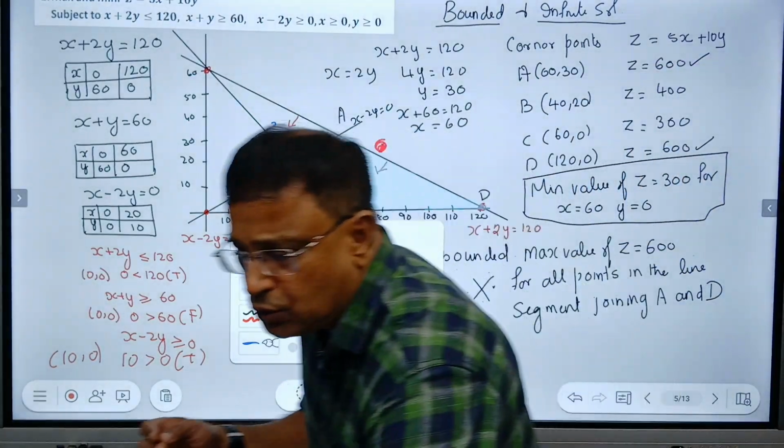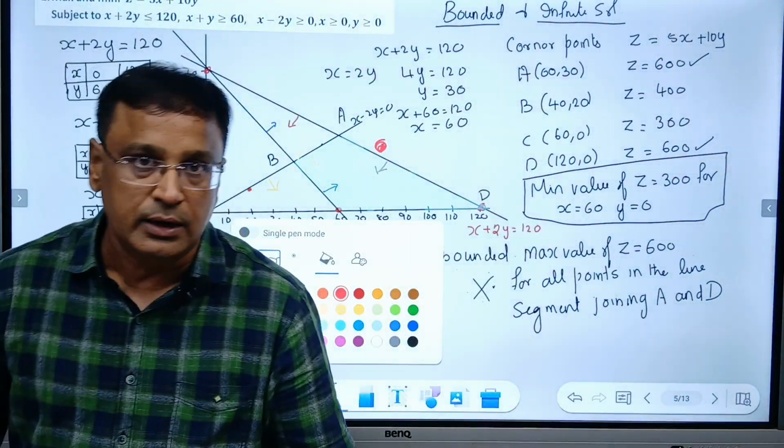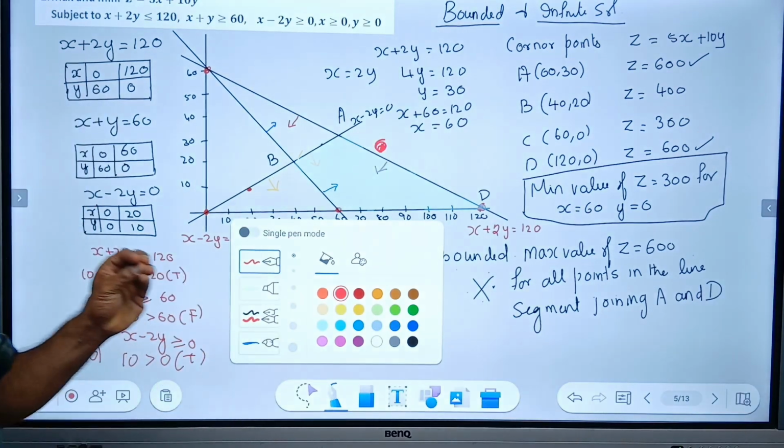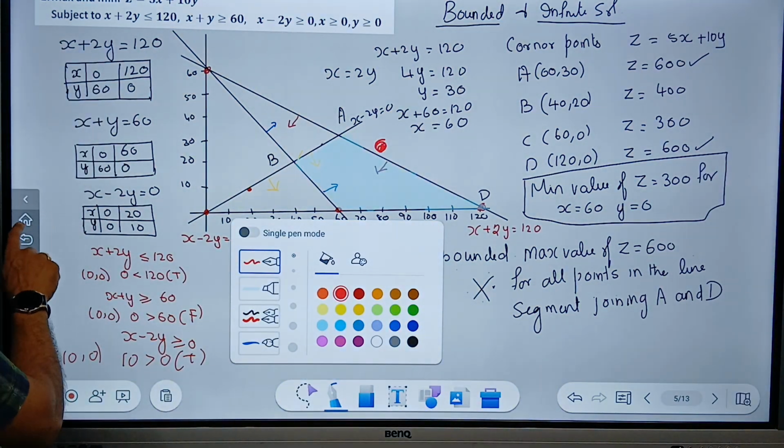Now I will just show you this on GeoGebra which I have done. I hope this will go to the next screen.